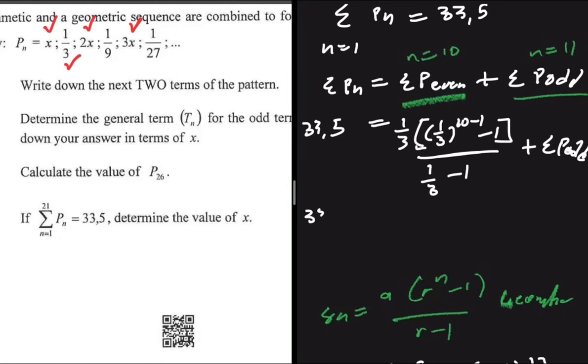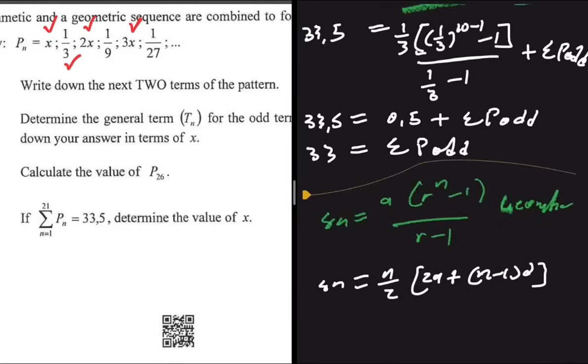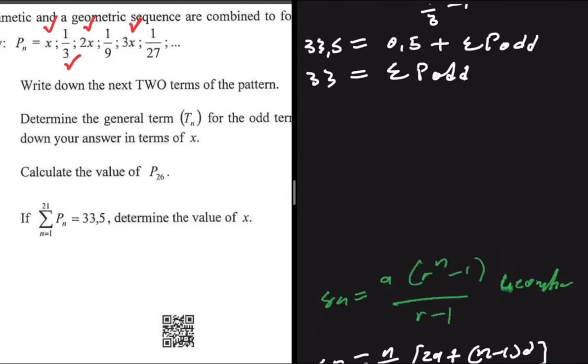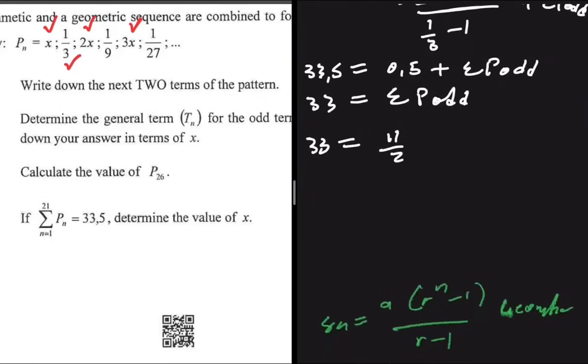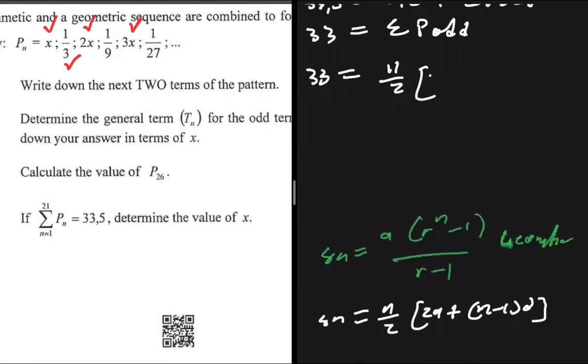So we're going to get 33.5 being equal to 0.5 plus the sum of the odd, right? If you take 0.5 to the other side, you're going to get 33 being equal to the sum of the terms in the odd positions. We're going to have 33 being equal to n divided by 2, so that will be 11 divided by 2 multiplied by 2a. So we have 2a, where the first term is x, and then plus n, 11, minus 1 multiplied by x again.